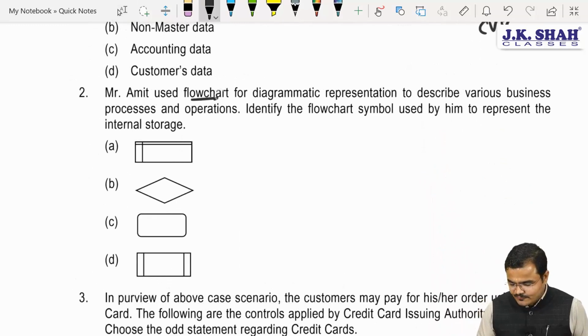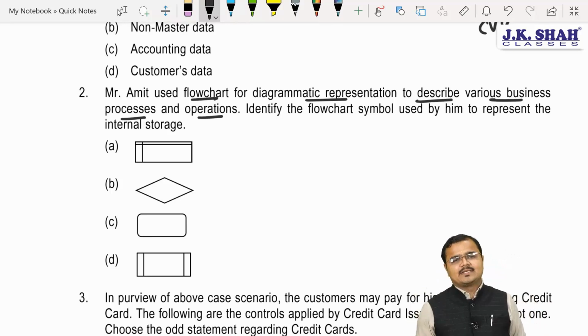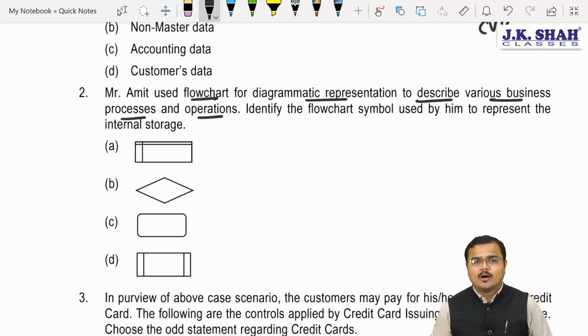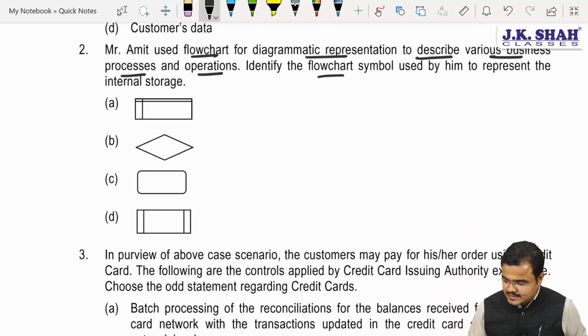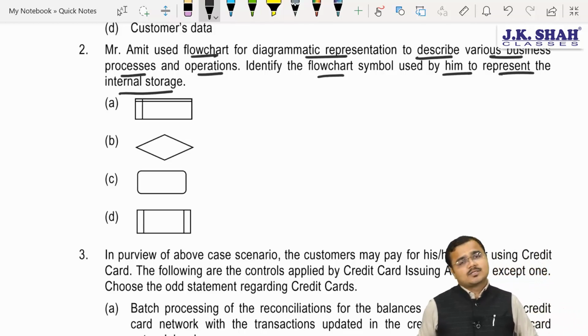Number 2. Mr. Amit used a flowchart for diagrammatic presentation to describe the various business processes and operations. Now whenever they are saying flowchart, obviously immediately the concept of flowchart should strike in your mind. Correct? Yes sir. Identify the flowchart symbols used by him to represent the internal storage.